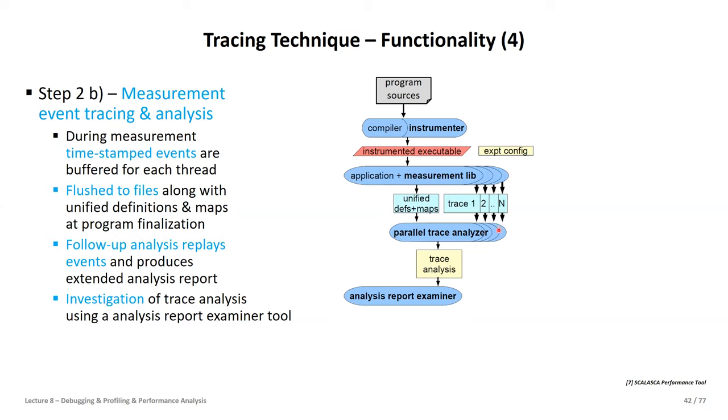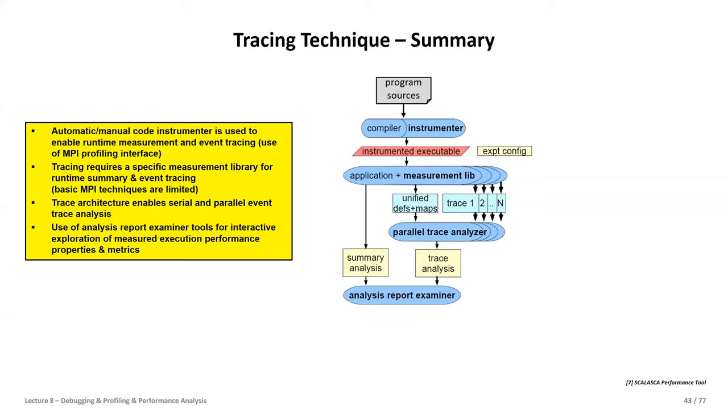applications. So this enables us to use a parallel trace analyzer, because when I do now 1024 processes here, I don't want to bring all of these traces together manually, right? So hence you have a way of creating a parallel trace analyzer that is running with this, that gets a proper output for the trace analysis that we then can put into our analysis report examiner.